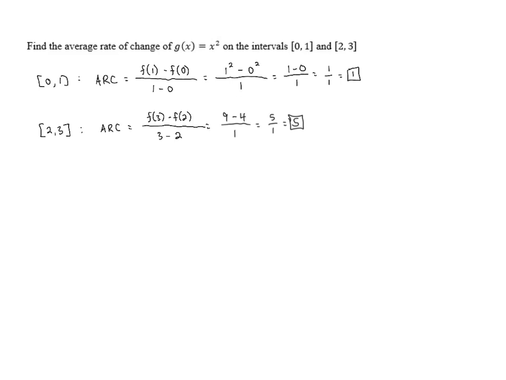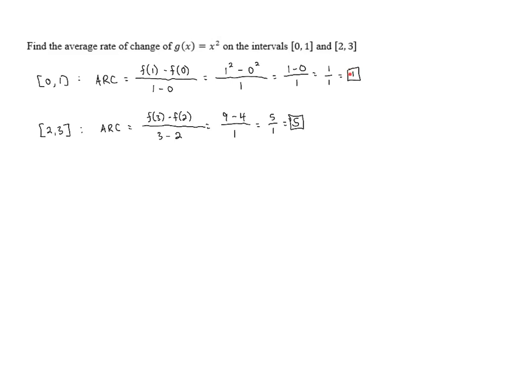Notice that the average rates of change here are not the same. This is because we have a function that's not linear. So the rate of change is going to be changing as we look at different x values. In fact, the average rate of change is increasing because we know the graph g of x equals x squared is getting steeper as we move to the right on the right-hand side of the graph.